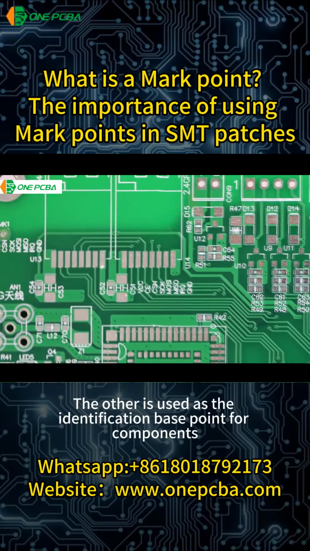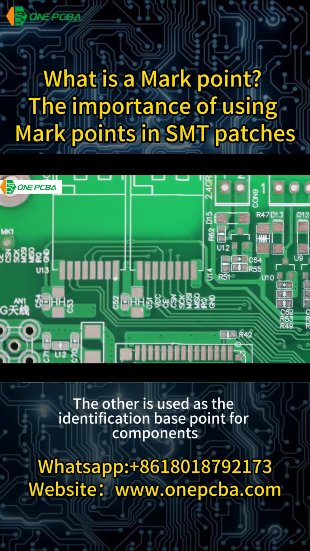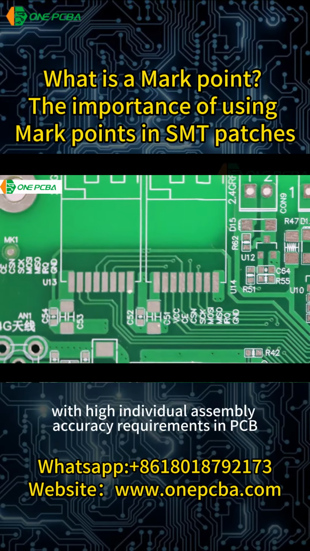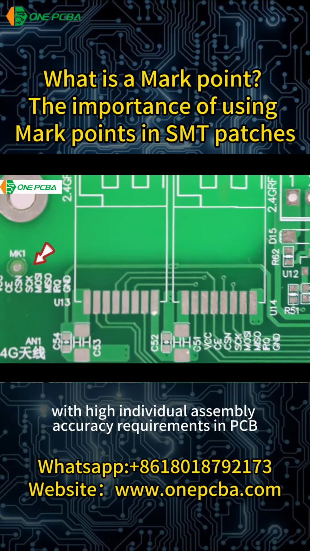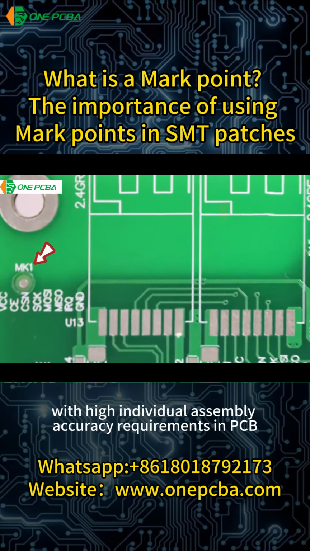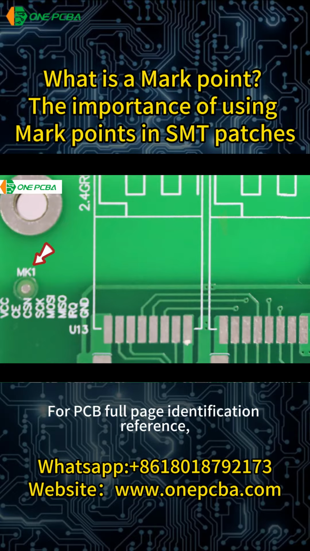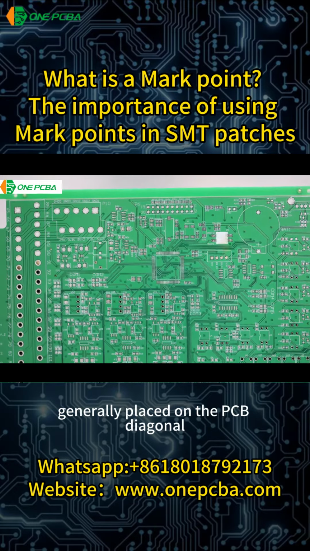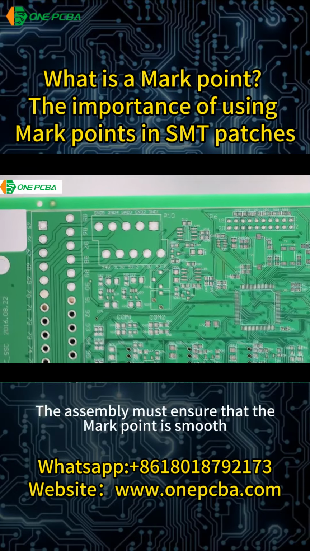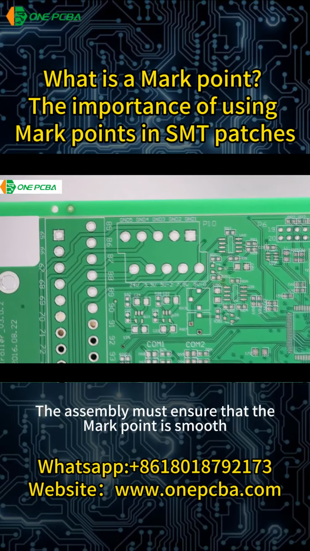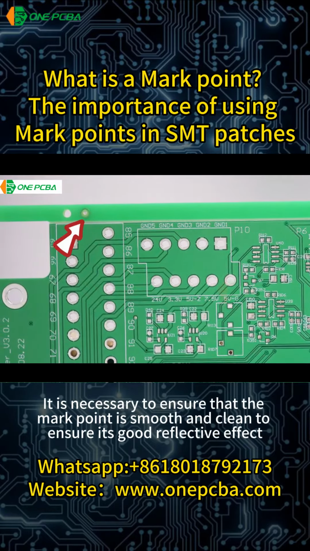The other is used as the identification base point for components with high individual assembly accuracy requirements in PCB. For PCB full-page identification reference, it is generally placed on the PCB diagonal. It is necessary to ensure that the mark point is smooth and clean to ensure its good reflective effect.